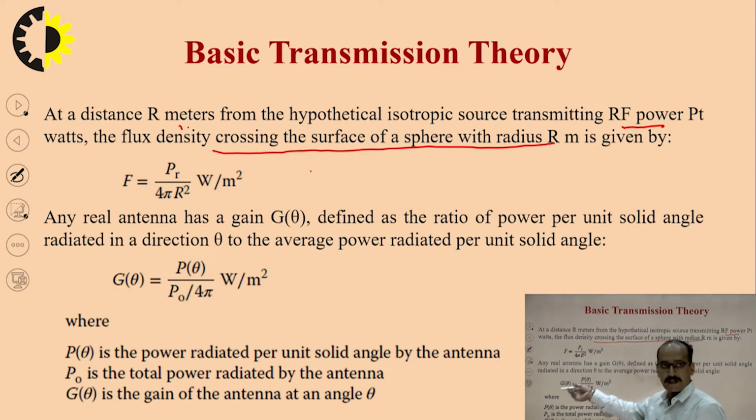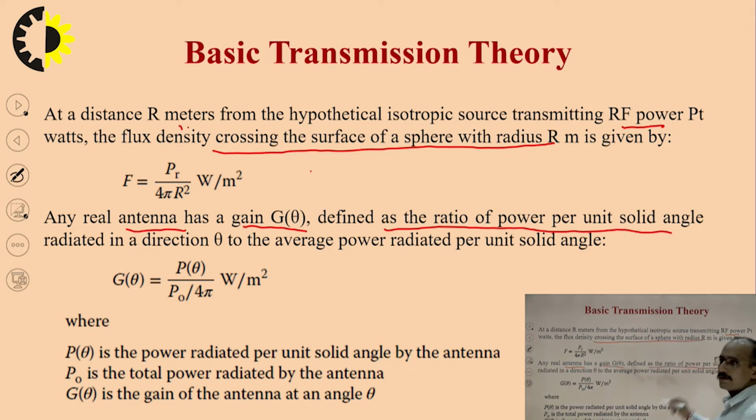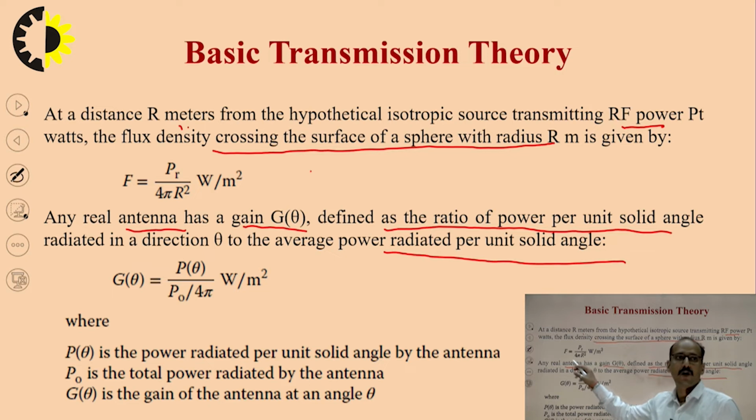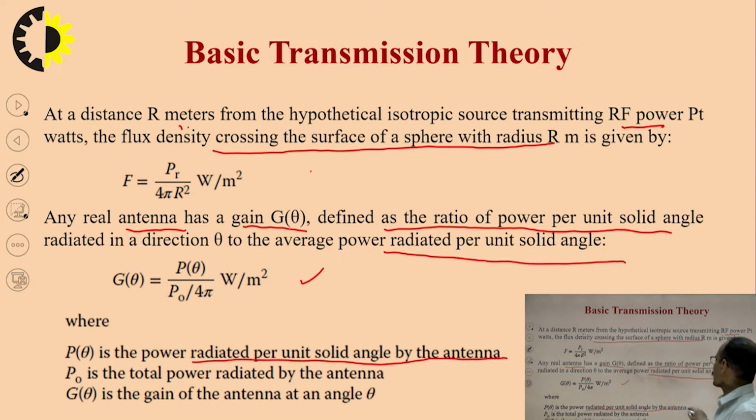In any practical case, any real antenna has a gain G(θ), defined as the ratio of power per unit solid angle in a direction θ to the average power radiated per unit solid angle. So the gain of a real antenna is G(θ) = P(θ) / (P0 / 4π) watt per meter square. That is also the flux density for an individual real antenna, where P(θ) is the power radiated per unit solid angle by the antenna.